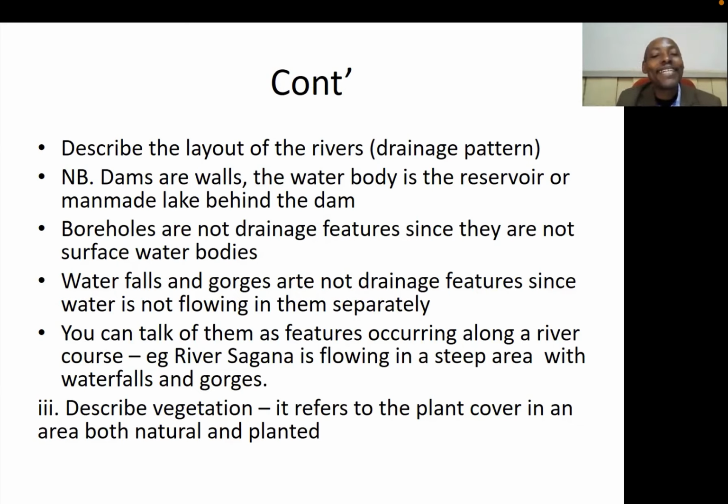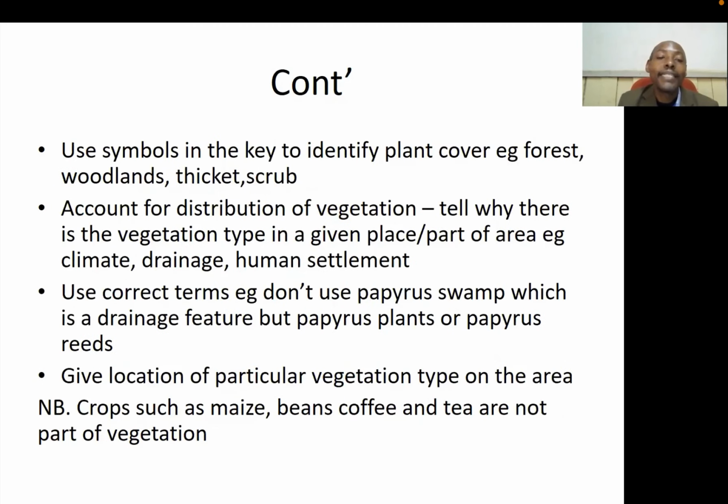You can talk of these features, that is the waterfalls and gorges, are just features that occur along a river course. Like I've said, River Sagana is flowing in a steep area with waterfalls and gorges. The description of vegetation is another area where vegetation refers to the plant cover in an area, both natural and planted.